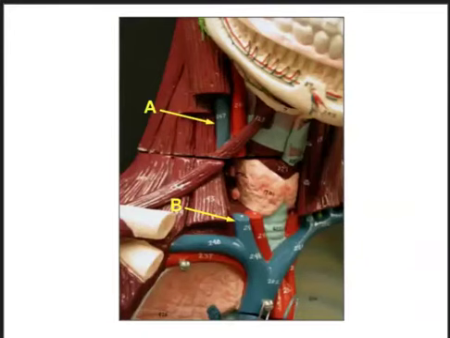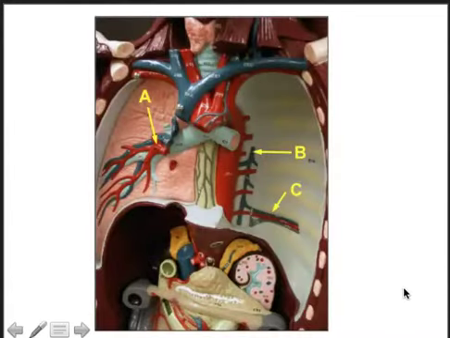Okay, here we're looking at the right half. This is again the deep vessels, the deep veins on the right side of the cervical region, and what you're looking at here with A and B is the right internal jugular vein. Okay, coming straight up. This is a view of the thoracic cavity, and again, superficial view here, deep view here, deep view here.